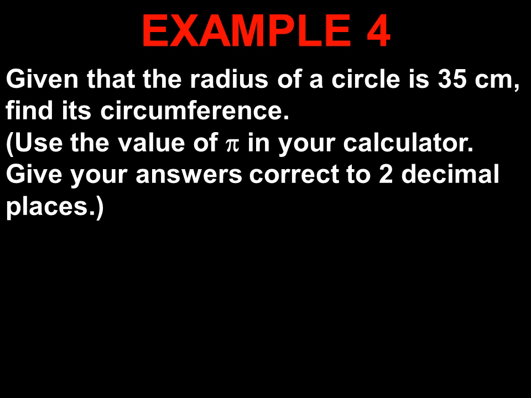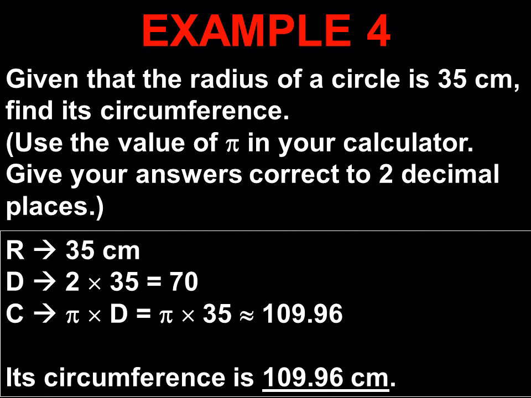In this example, we are required to find the circumference of a circle of radius 35 cm. For this question, we are asked to use the calculator value of pi. Do take note of the presentation of your number statement and the use of approximate sign for such questions.